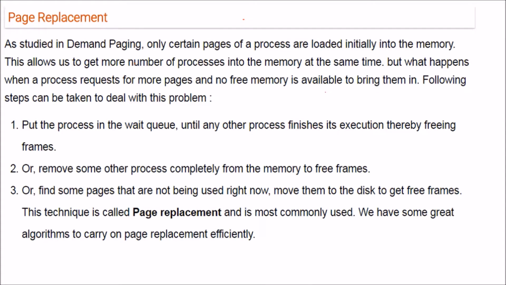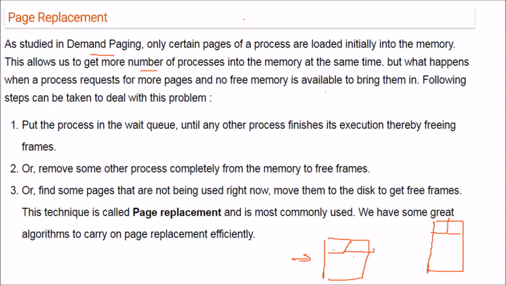Page replacement. Here we have our frames in the main memory, and the secondary memory is divided into pages. So we have frames here and pages here. Anything which has to be executed has to be brought here. As we have seen in demand paging, only certain pages of processes are loaded into the memory, not all. So this will allow us to get more processes into the memory at the same time.